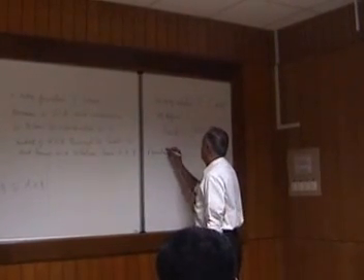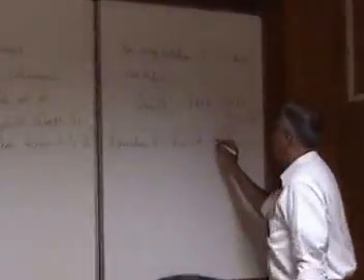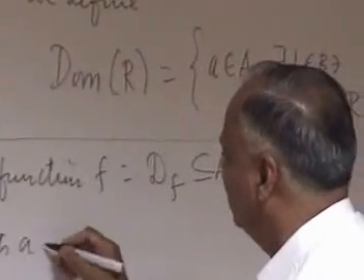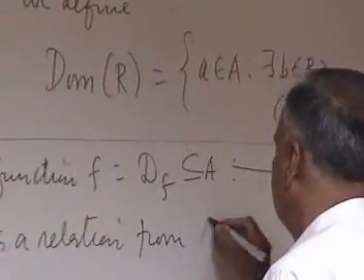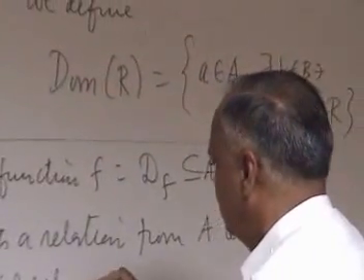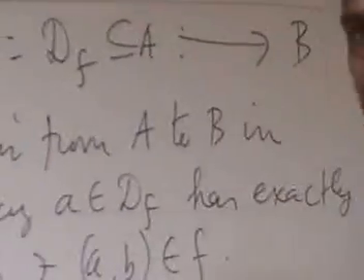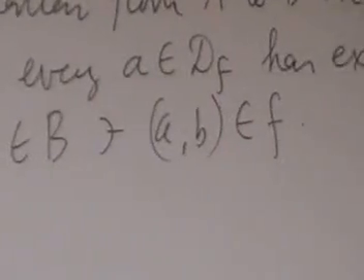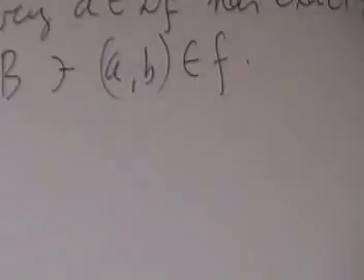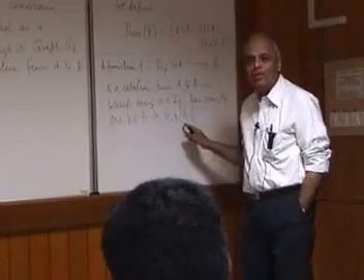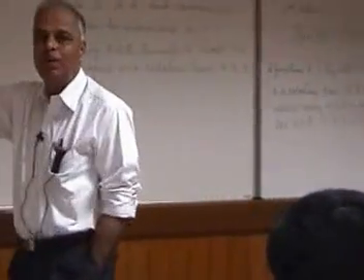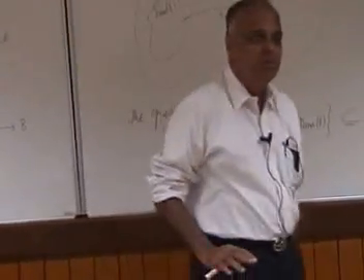So with this notation, a function f mapping from D_f containing a to B is a relation from A to B in which for every a in D_f there is exactly one b in B such that (a,b) belongs to f. I will treat relation and function all by the same notation. I do not mean here, first of all, when I say something, I must say what I do not mean. I do not mean here that different a's go to different b's. What I am saying is every a must have only one relative. The same fellow may be a relative to several fellows. So it may be a one to many function.